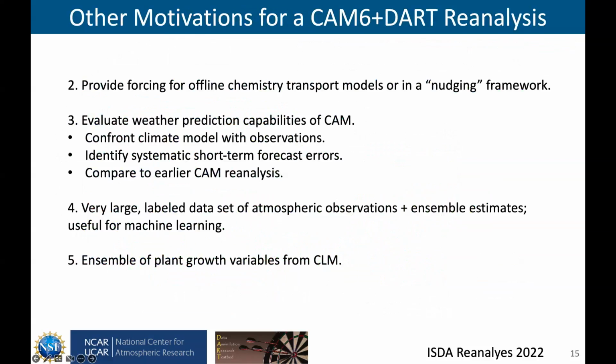Other motivations for the creation of this reanalysis include providing forcing for offline CAM-based chemistry transport models, or in a nudging framework, evaluate weather prediction capabilities of CAM, which is designed as a climate model, create a very large, order 10 billion, labeled data set of atmospheric observations and ensemble estimates of the observations, which is useful for machine learning, and ensemble plant growth variables, which came at a trivial extra computational cost.